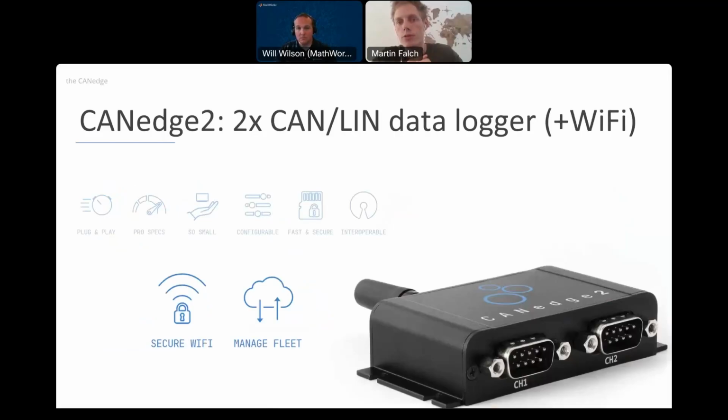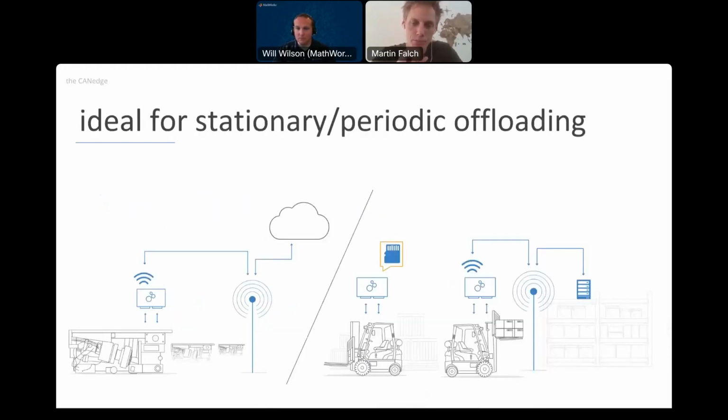If you need to offload the data in a more automated fashion and at scale, we also offer the CANedge 2 with Wi-Fi. This is essentially like a CANedge 1. Essentially, it records data to the SD card, but you are able to set up a server for receiving the data, and you are able to specify a Wi-Fi router or Wi-Fi access point that the device should connect to in order to offload the data from the SD card to the server. And if we look at the next slide here, we try to illustrate how this works in practice.